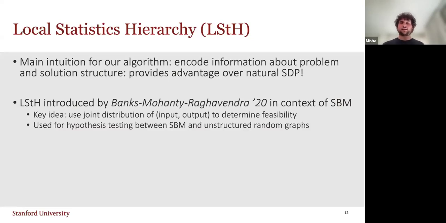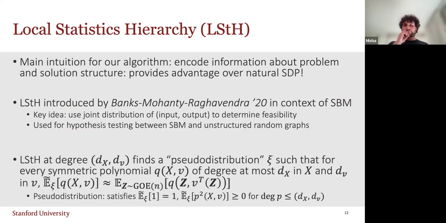What's the idea behind the local statistics hierarchy? Well, it's to find a pseudo distribution, which I'll talk about in just a moment, which says that all symmetric polynomials on our pseudo distribution must match the real values. In other words, where we had X and V, X is our input, V is our output, our simulation of what the AMP output should be, we require this to be equal, or approximately equal, to the true output of AMP on a random matrix Z.